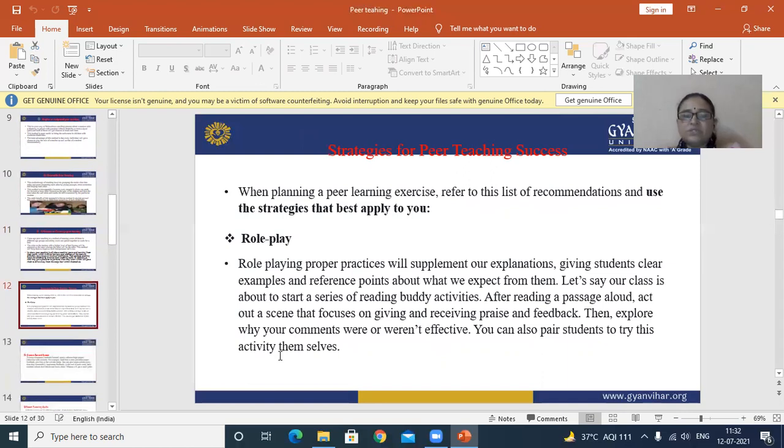Now we will discuss strategies for peer teaching success. When planning a peer learning exercise, refer to this list of recommendations and use the strategies that best apply to you. First one is role play.